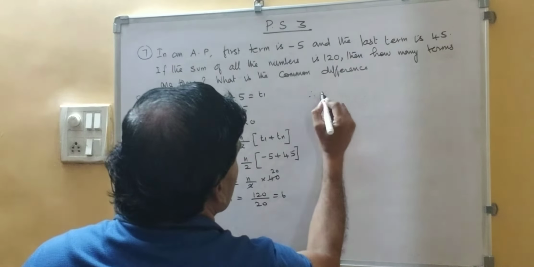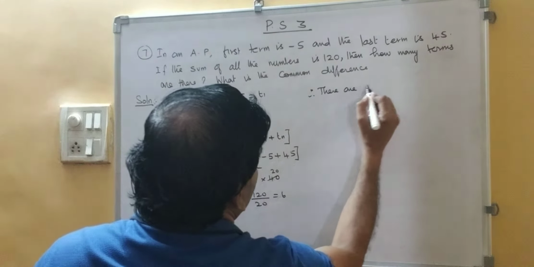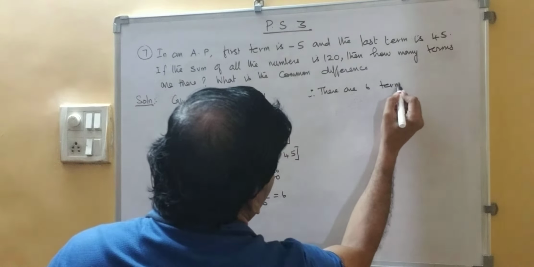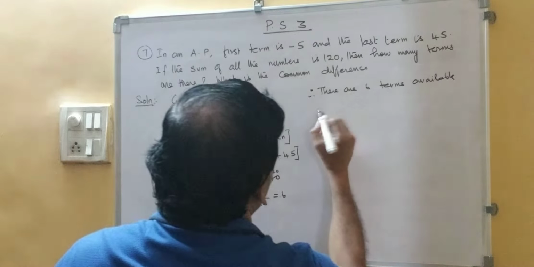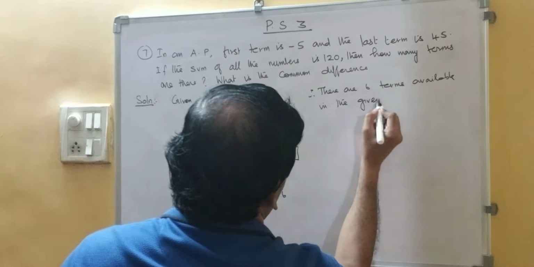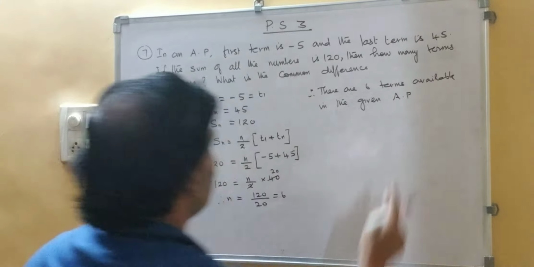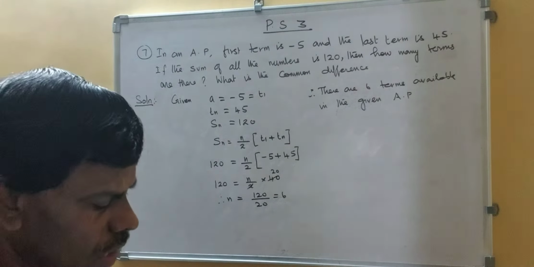Therefore, there are 6 terms available in the given AP. Now you have to find the common difference.